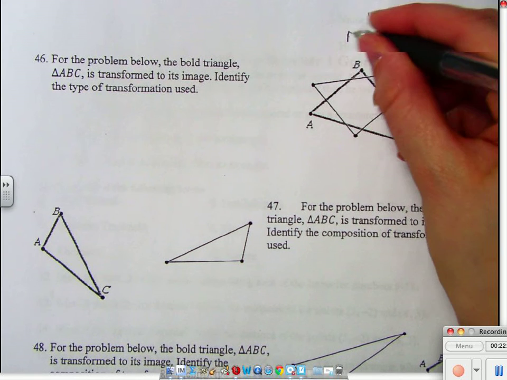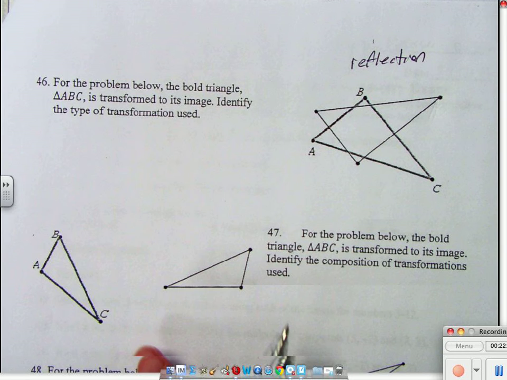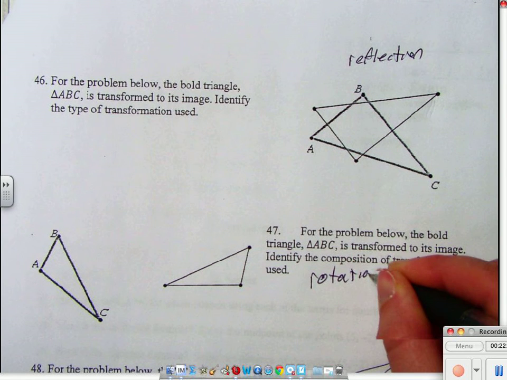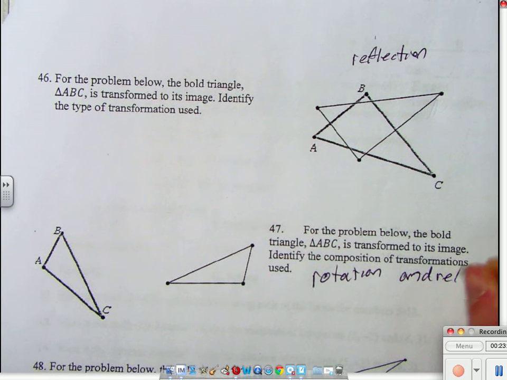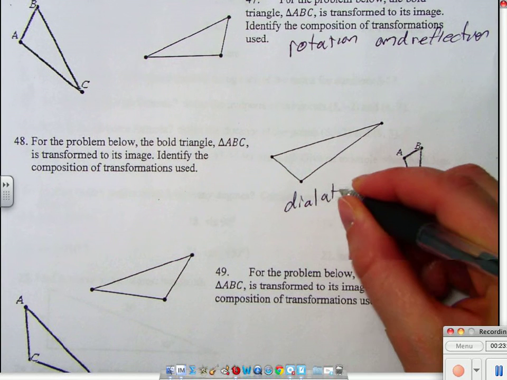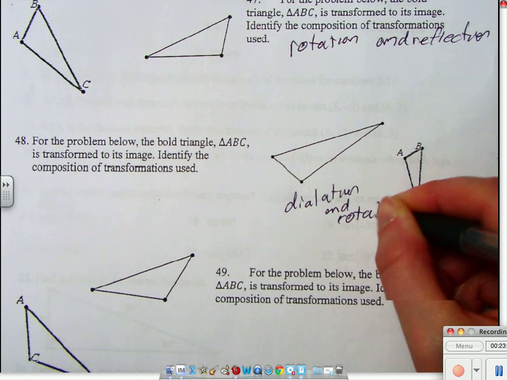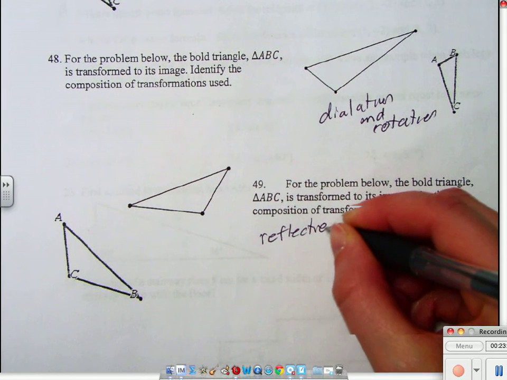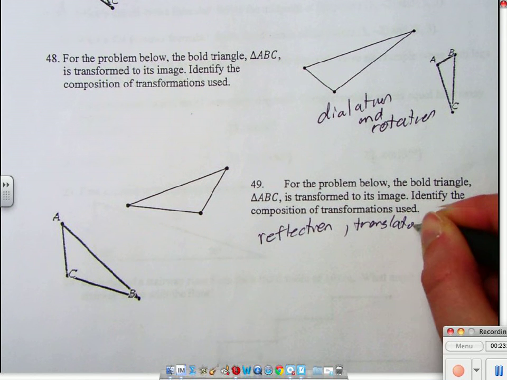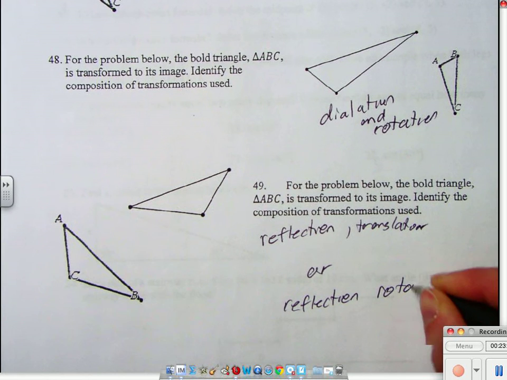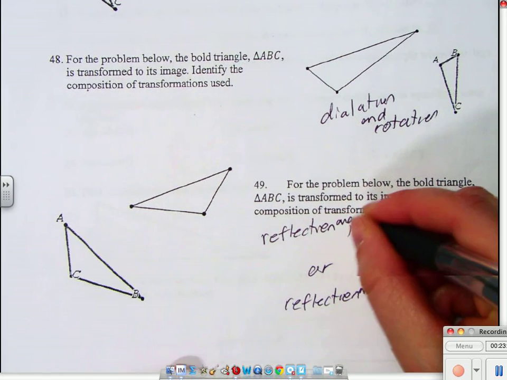Okay, 45. This is a reflection. 47. It's a rotation and reflection. And what happened to 48? Dilation and rotation. What about this one? It could be reflection and translation, or reflection and rotation. I believe either one will work. You won't have one like this on there, because it's going to be multiple choice.